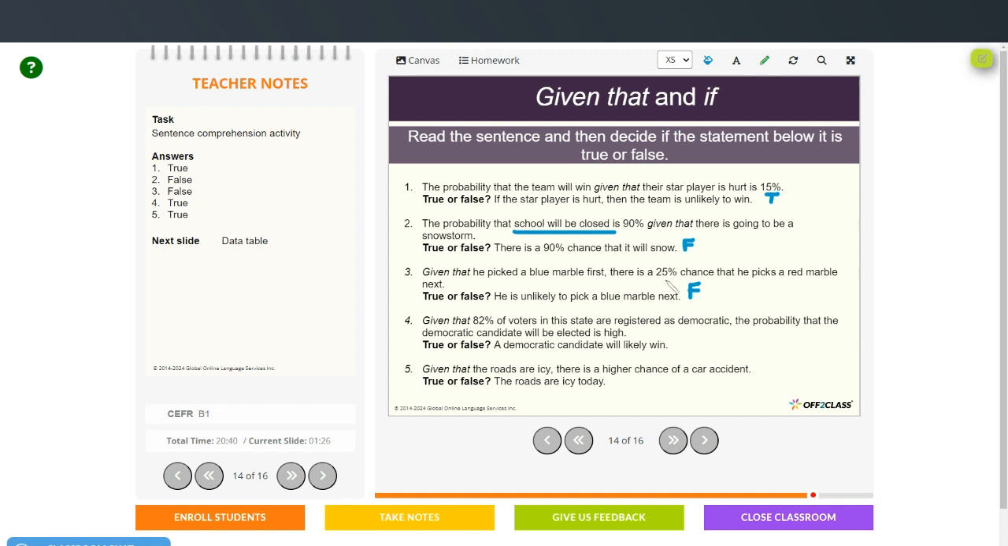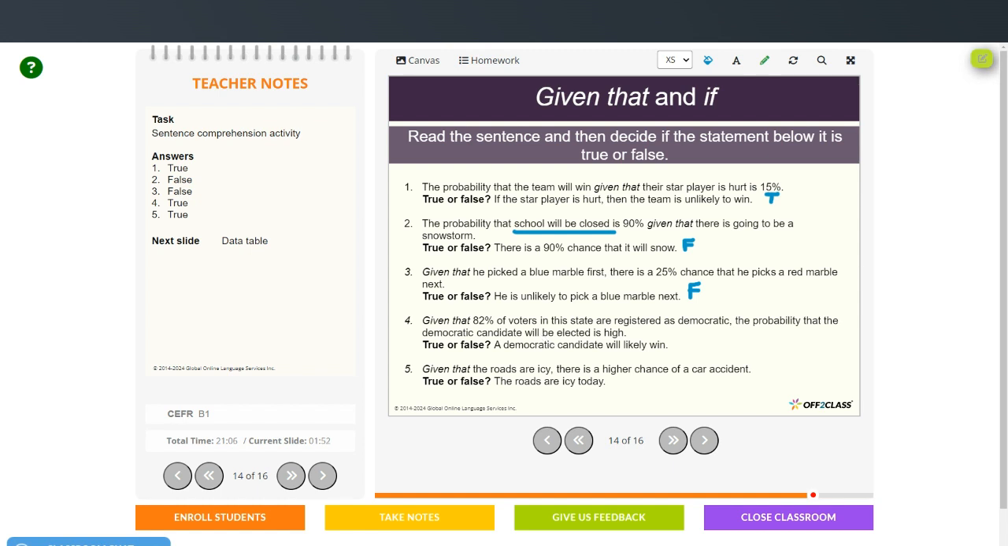25% though, I mean, that doesn't seem like a huge percentage, but I guess it is 1/4, so 1 out of 4 chances that he would, or 3 out of 4 chances would be that he's likely to pick the blue marble next. But I guess they're saying there's at least a 25% chance that he picks a red marble.